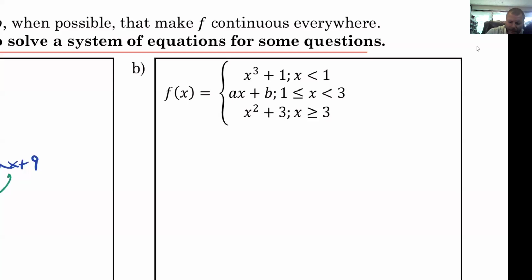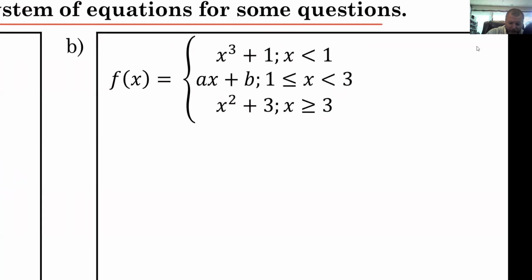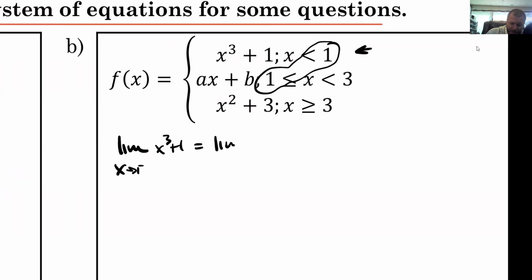Right, so this question is similar to part A, right? We want to find continuity, and we know continuity is a question of limits. So we can have a discontinuity at these endpoints of 1. So the limit as x approaches 1 from the negative direction means we're going to be on this top branch, x cubed plus 1. If I take the limit as we approach 1 from the positive direction, means I'm on this branch, right? I'm approaching 1 that way, ax plus b.